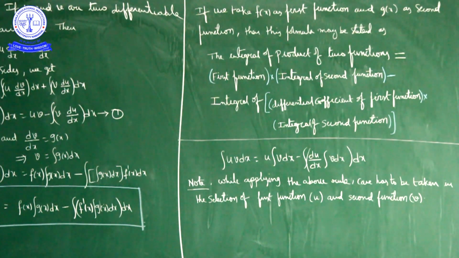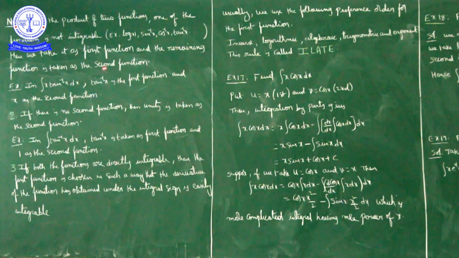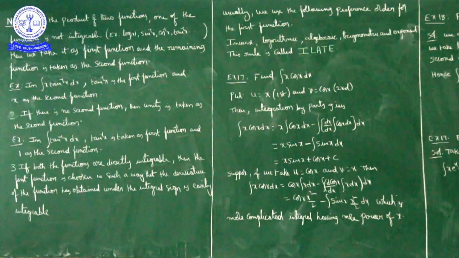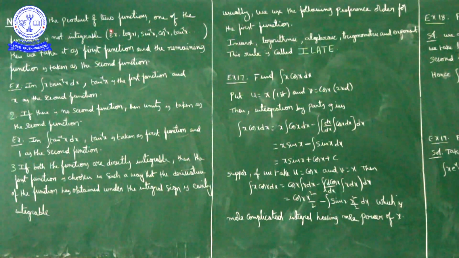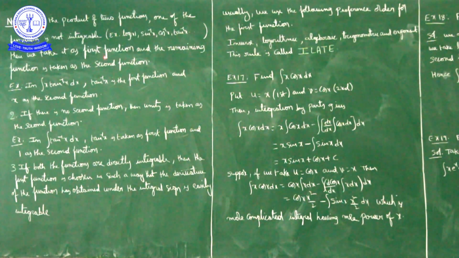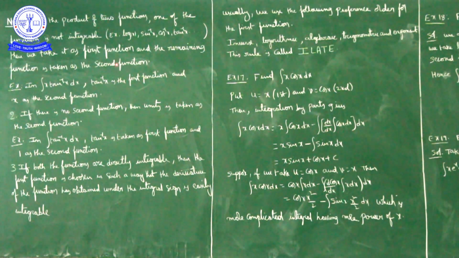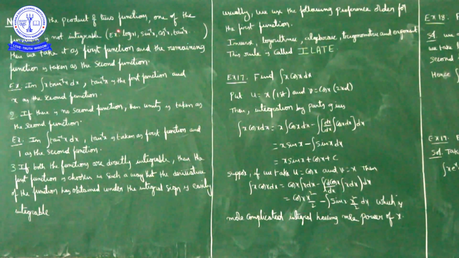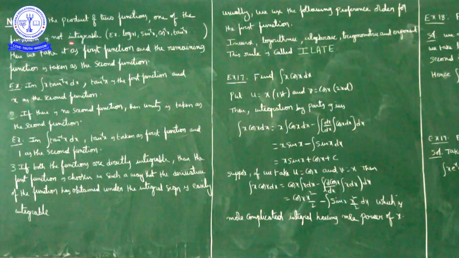Next, in the integral of a product of two functions, we have to be very careful in selection of first function and second function. Now in a product of two functions, if one of the functions is not integrable, then we will choose that function as the first function and the remaining function as the second function. Okay, important point: in a product of two functions, one of the functions is not integrable.